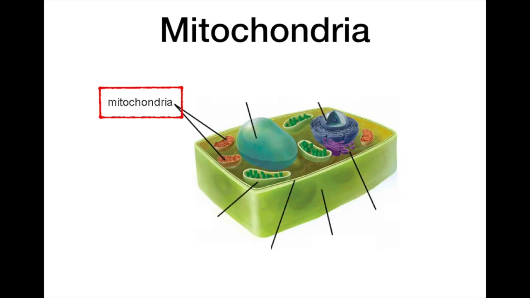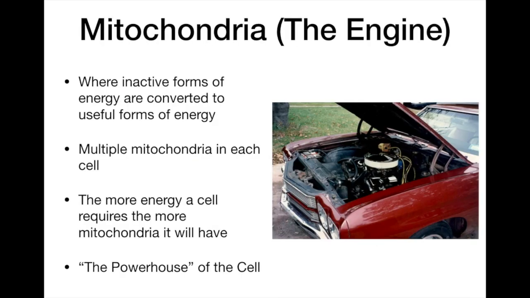The mitochondria. The mitochondria are like the engine of the cell, okay? So what mitochondria do is they take particles that are inactive forms of energy and they fix it so that it can be used for energy. Multiple mitochondria can be found in every cell. The more energy that a cell needs, the more mitochondria it has. So the more mitochondria you have, the more work you can do. It's like the powerhouse of the cell. So kind of like the engine, it drives the cell. The bigger and more complex the mitochondria are, the faster it can go and the harder it can work.